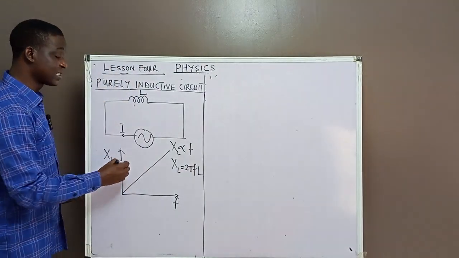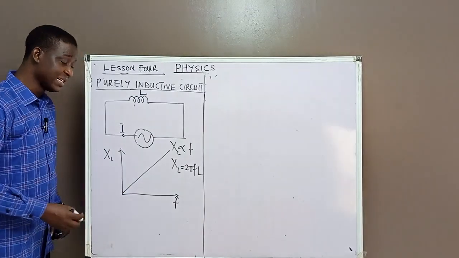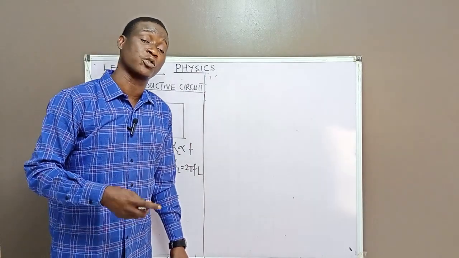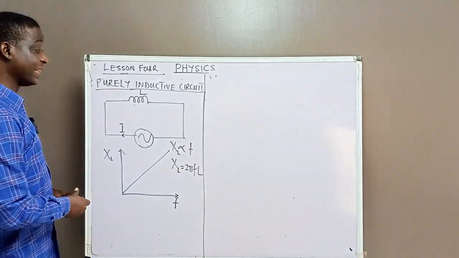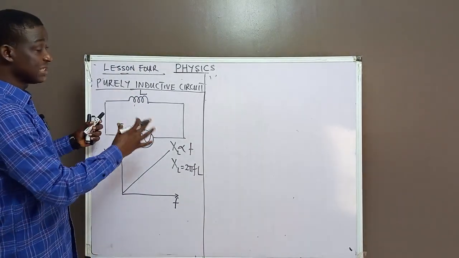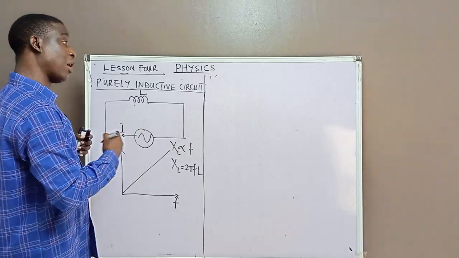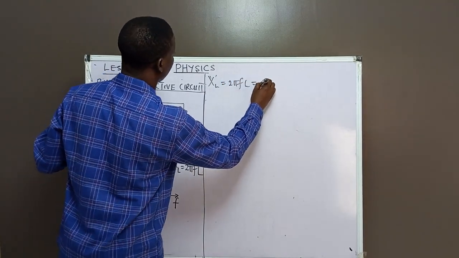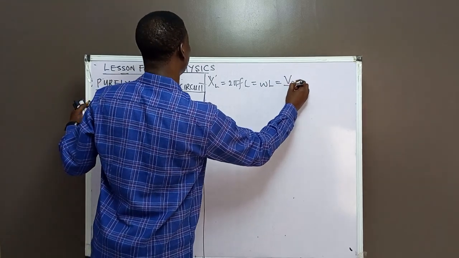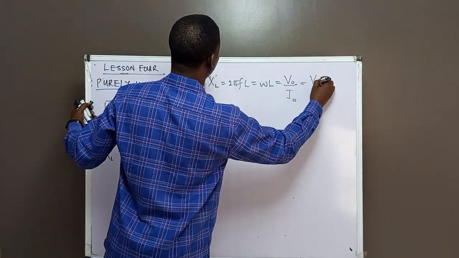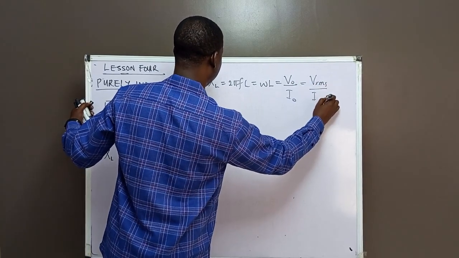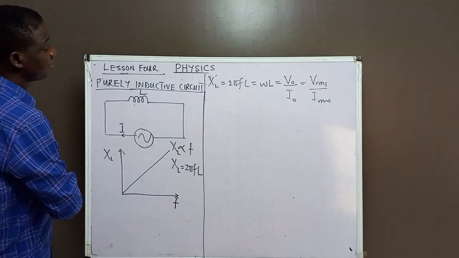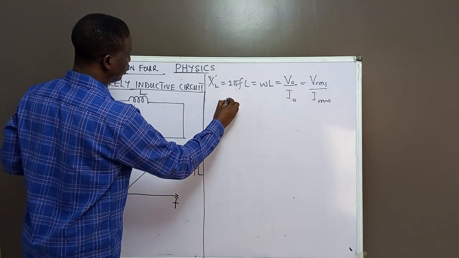So now this is the graph of reactance across the inductor against frequency. We have also shown reactance across the capacitor against frequency. We're going to combine them in our next class. I think this is a basic thing that we need to know. Number one, you must not forget your formula: XL equal to 2 pi FL equal to WL equal to V naught over I naught equal to VRMS over IRMS.